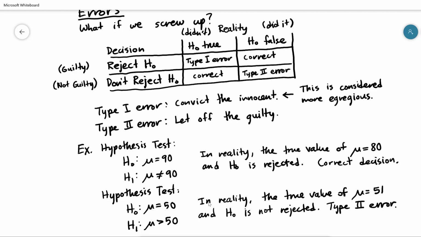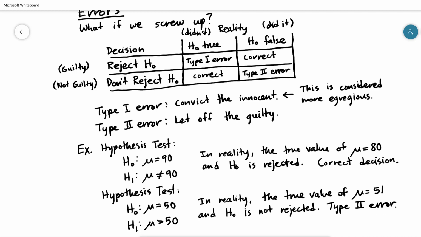Boom. In the second one, we said the null hypothesis was that mu was equal to 50, but the true value was actually 51. So again, H naught was false. It was wrong, which again narrows it down to one of these two results. But in this case, we found a not guilty verdict. We didn't reject H naught, right? We said H naught is not rejected. So that means that we've got a type 2 error, and that's where that result comes from, right there.